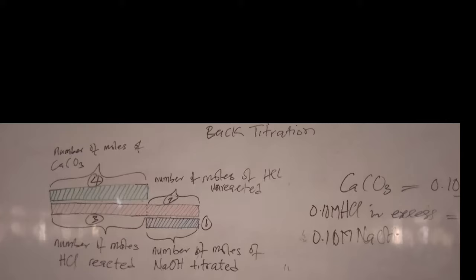1. Calculate the number of moles of NaOH used to titrate the unreacted excess reagent. 2. From the moles of sodium hydroxide, NaOH, determine the unreacted HCl by their mole ratio from the balanced chemical equation of HCl and sodium hydroxide. 3. Subtract the unreacted number of moles of HCl from the total number of moles of the excess reagent, HCl.